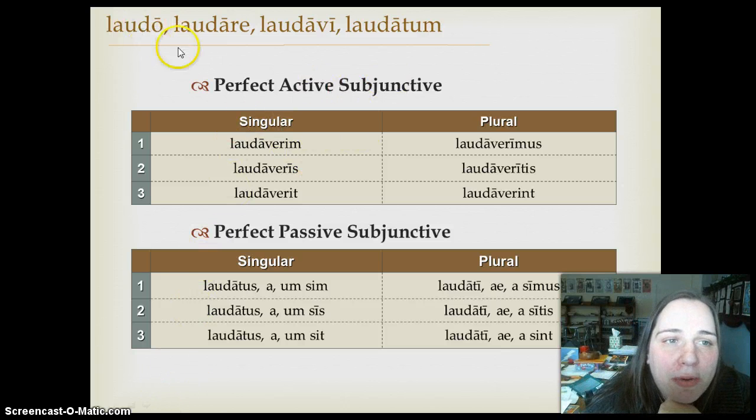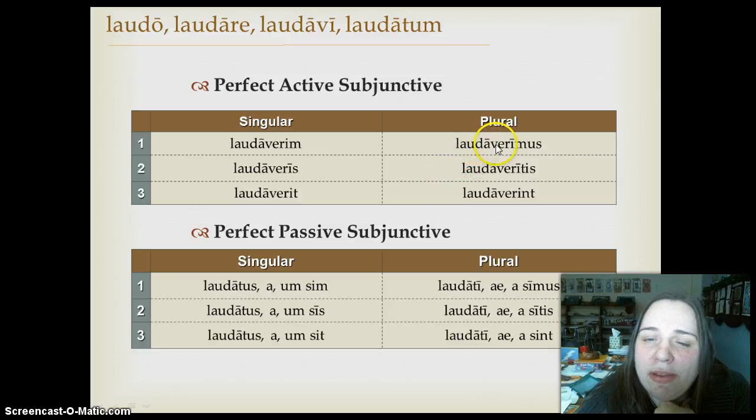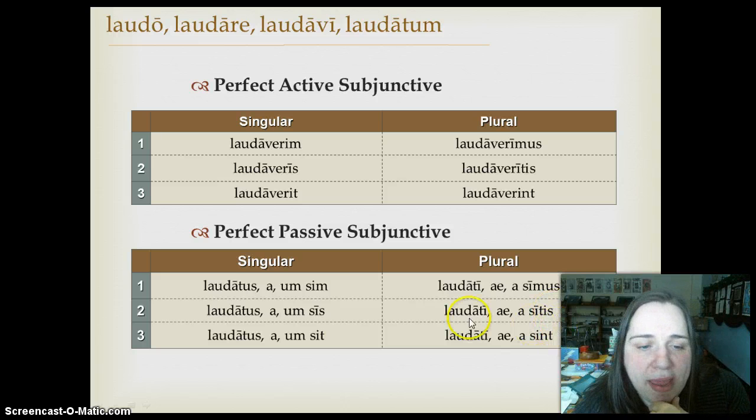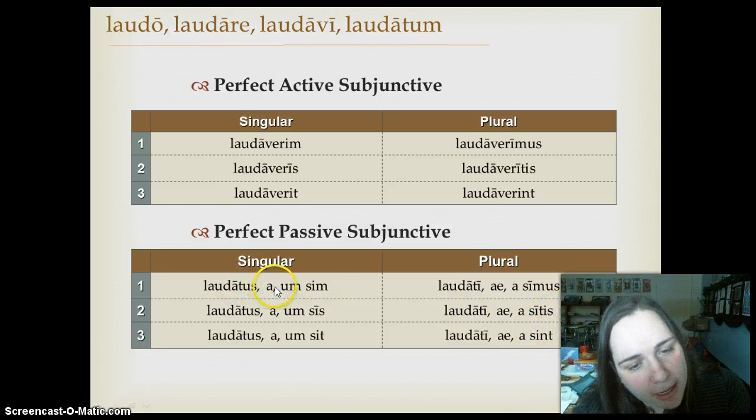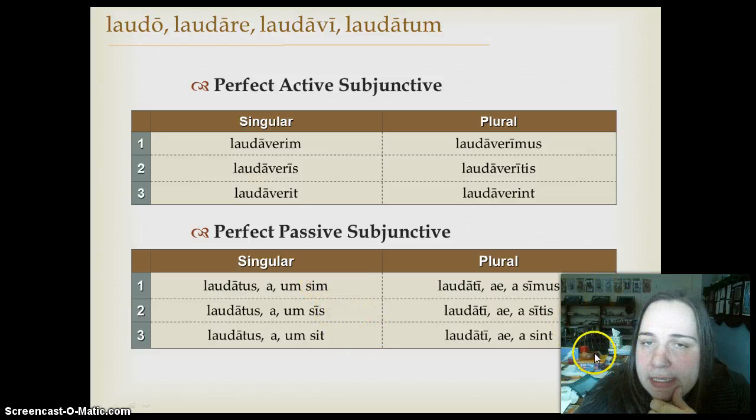Perfect active subjunctive for laudo, laudare, laudavi, laudatum. We need the perfect stem, which is the third principal part with the I taken off. We add ERI and then those personal endings. So laudaverim, laudaveris, laudaverit, laudaverimus, laudaveritis, laudaverint, okay? For the perfect passive, we need our fourth principal part for our first word. Second word, obviously, the present subjunctive conjugation of the verb to be. So laudatus sim, sis, sit, laudati simus, sitis, sint. Okay.